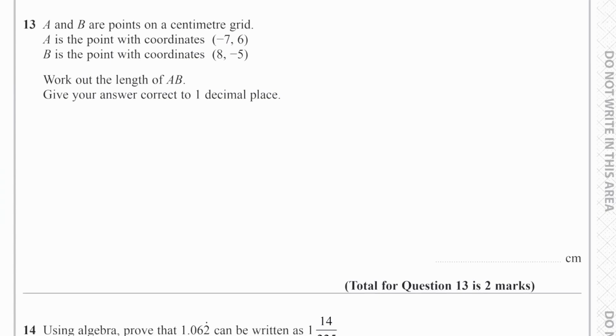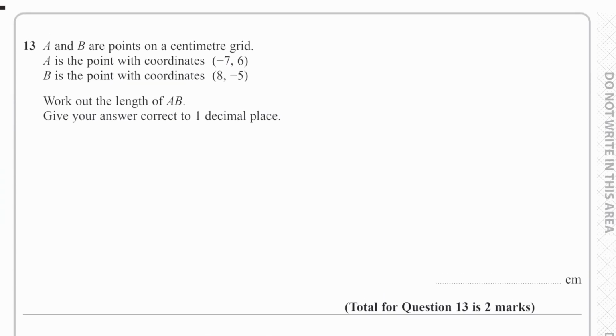Question 13. A and B are points on a centimeter grid. A is a point with coordinates -7, 6. B is a point with coordinates 8, -5. Work out the length of AB. Give your answer correct to 1 decimal place.